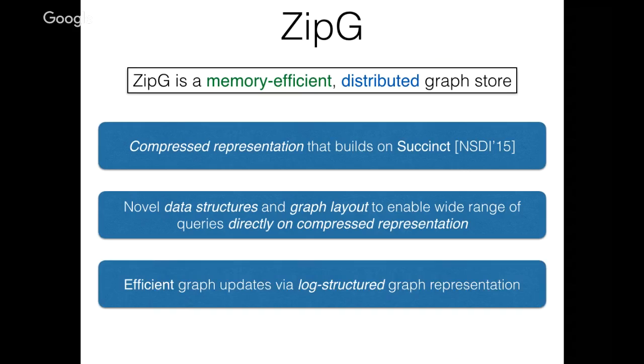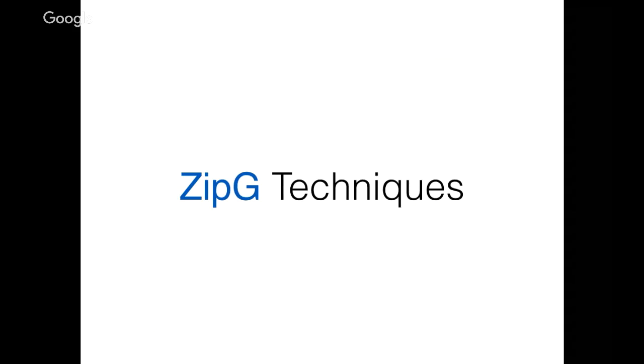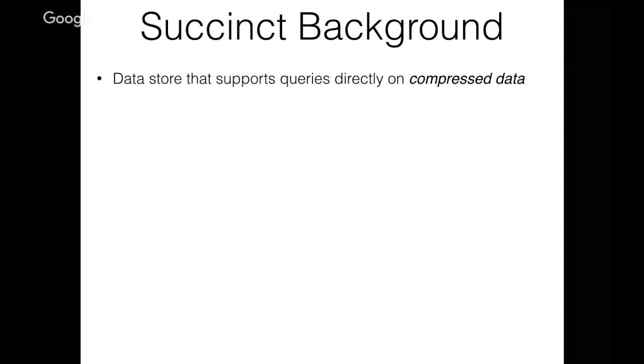And finally, ZipG resolves the challenge of supporting queries and updates on compressed graphs by employing a log structured graph representation. So in the next part of this talk, I'm going to focus on the core techniques that ZipG employs. First, ZipG builds on a prior system called Succinct, which is a data store that enables a certain set of queries directly on compressed data.